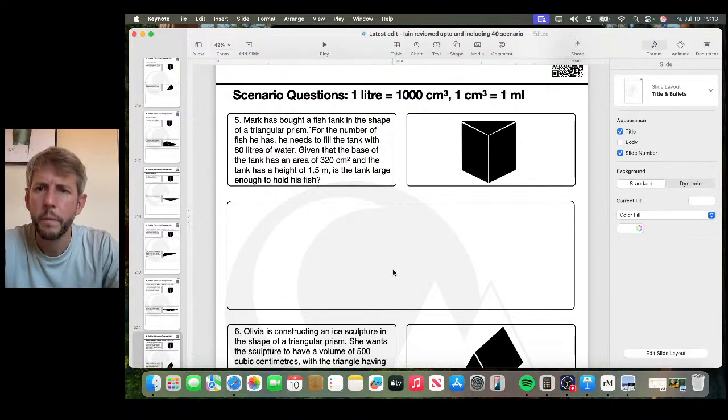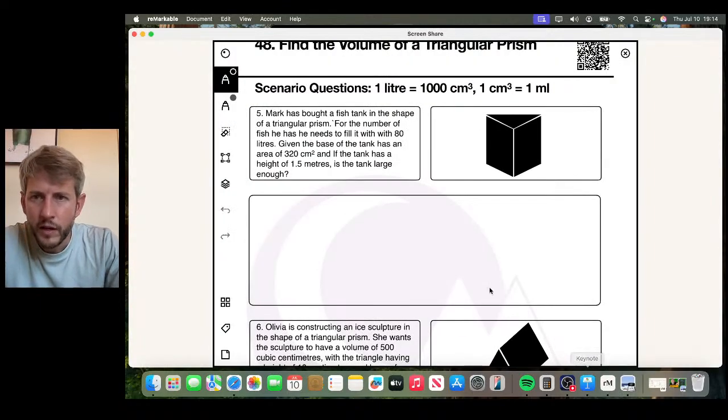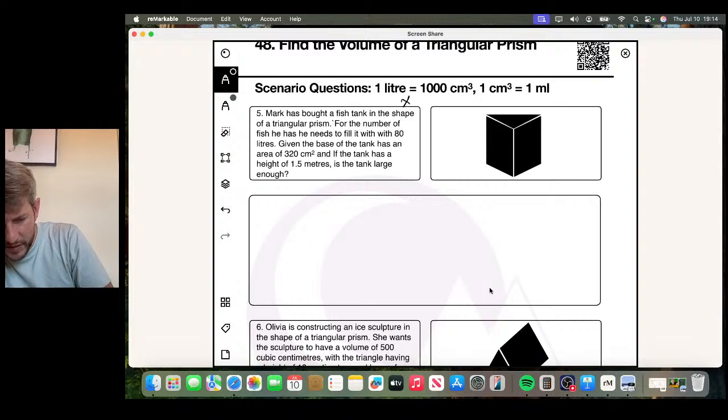Okay, here we go. So Mark has bought a fish tank in the shape of a triangular prism. For the number of fish he has, he needs to fill the tank with 80 litres of water. Given that the base of the tank has an area of 320 centimetres squared and the tank has a height of 1.5 metres, is the tank large enough to hold his fish? Okay, right. Let's answer this question. So I'll just put a star here to say that that's been formatted.